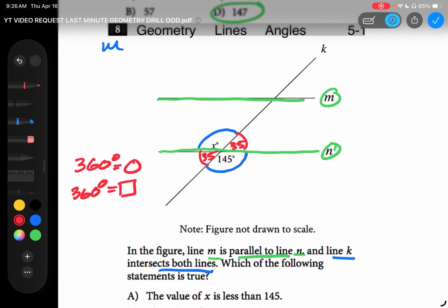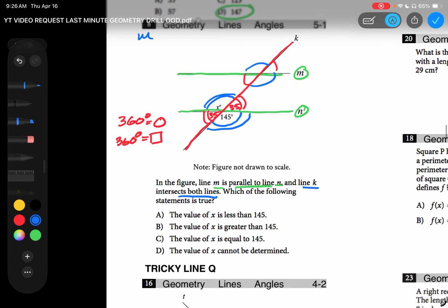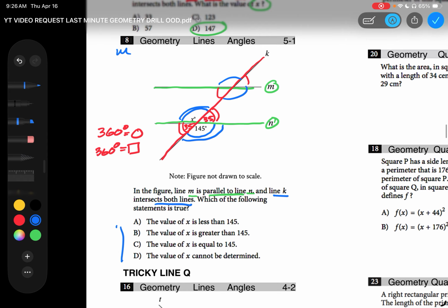So this line intersects both lines, which means that everything that happened here and here is going to repeat here and here, and everything that happened here and here will repeat here and here. Same angle measurements. So which of the following statements is true? We answer this carefully. We go from the bottom up. Whenever you have worded answers, bottom up, please.